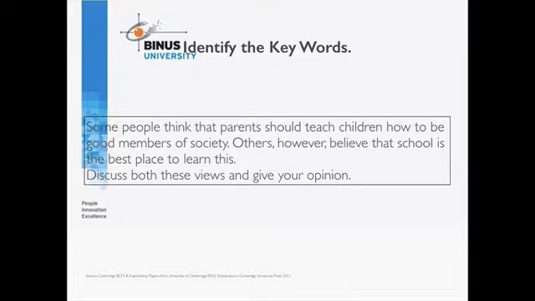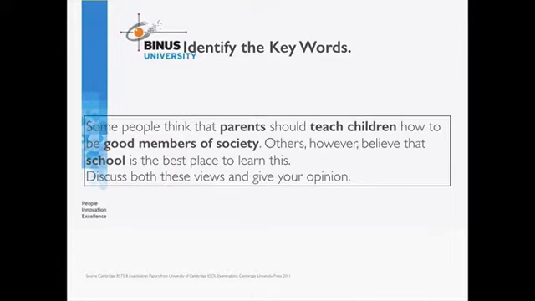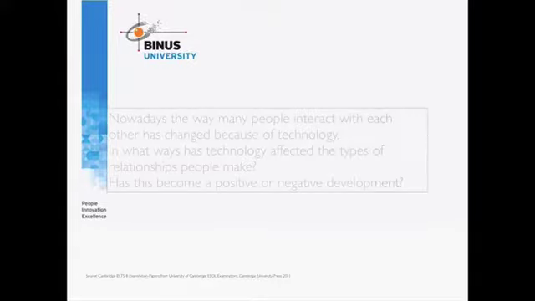Now, if we take this question, I'll highlight some of the key words. So you've got parents, teach children, be good members of society, and then believe that school is the best place to learn this. So you need to just simply go through. There's really no particular trick here. Just read that situation sentence and decide what the key words are. And it's a good idea to underline them in the actual question paper itself. You can do that.